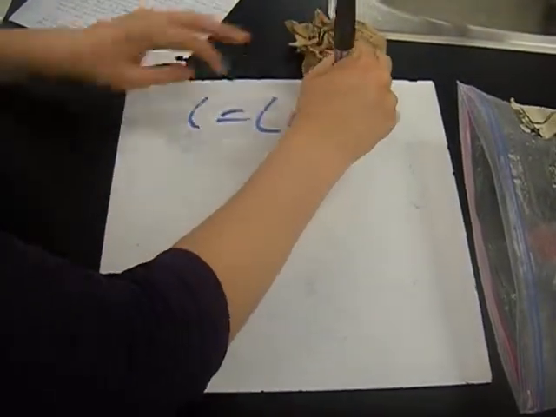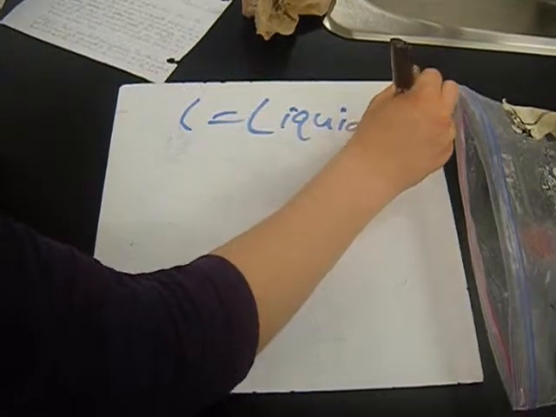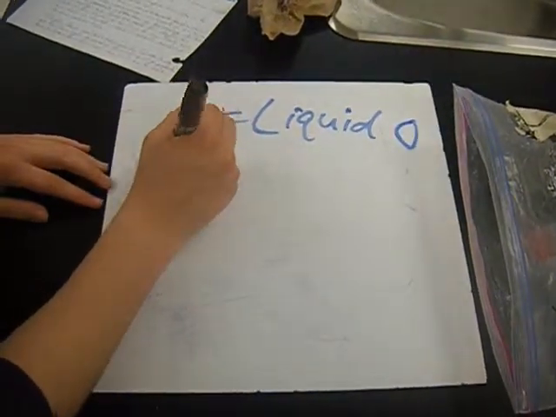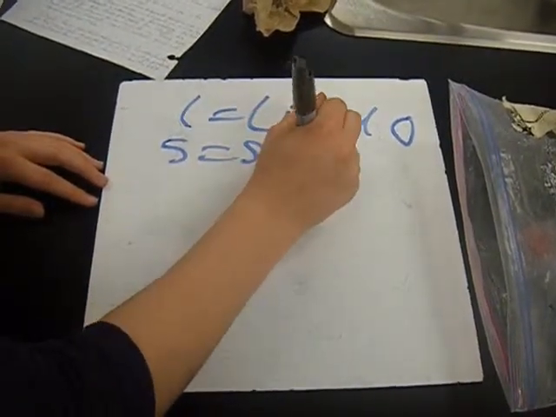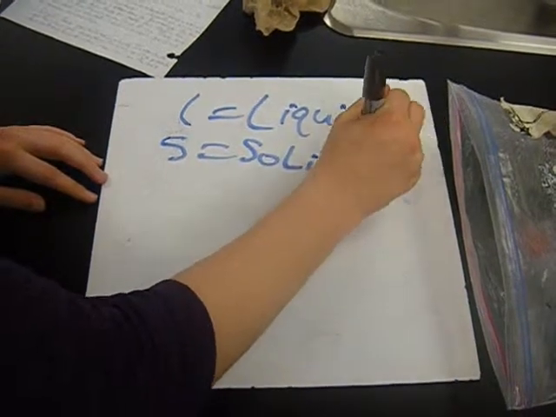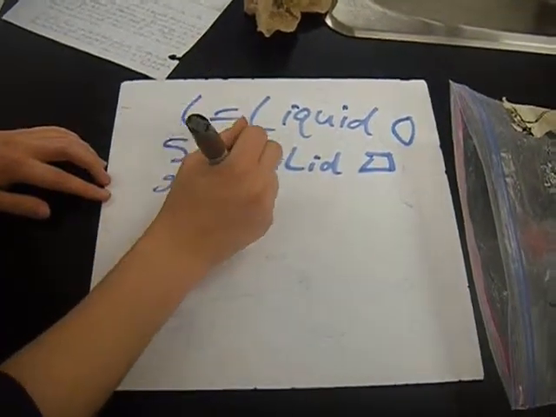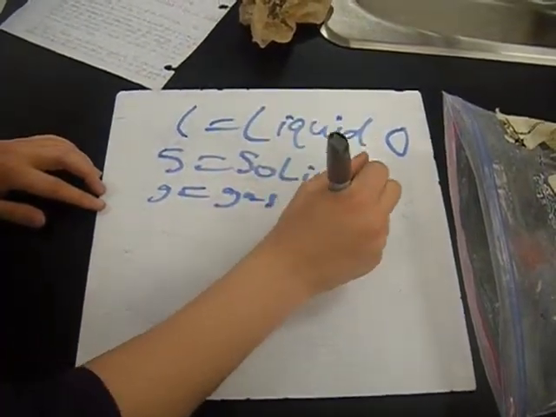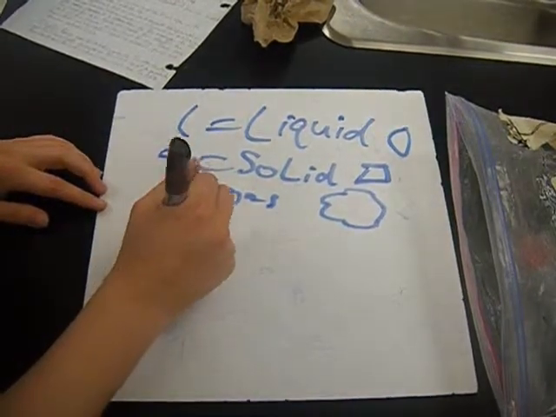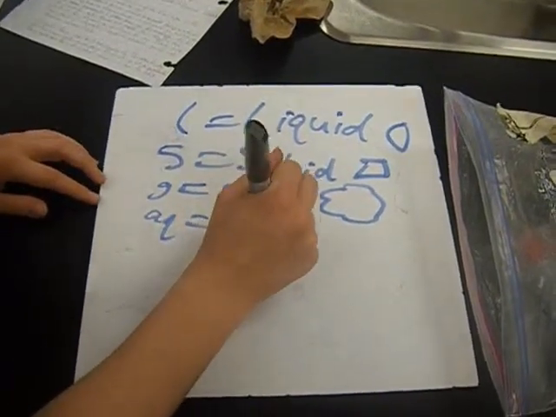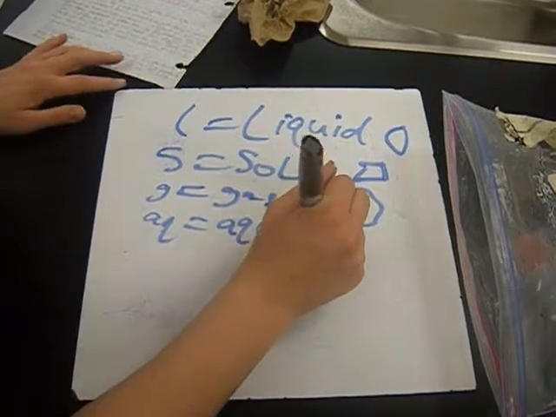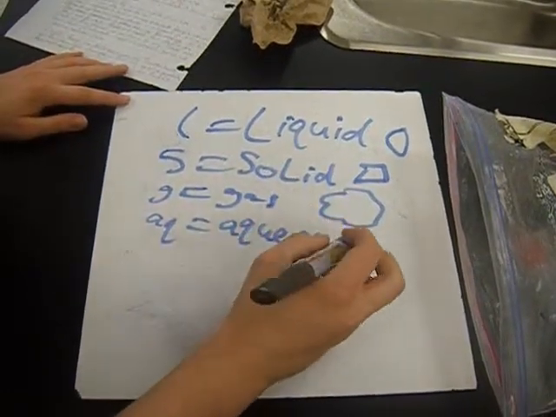There are also ways to represent states of matter in equations. For example, L means liquid, S means solid, G means gas, and AQ stands for aqueous solution, which is just a fancy word for dissolved.